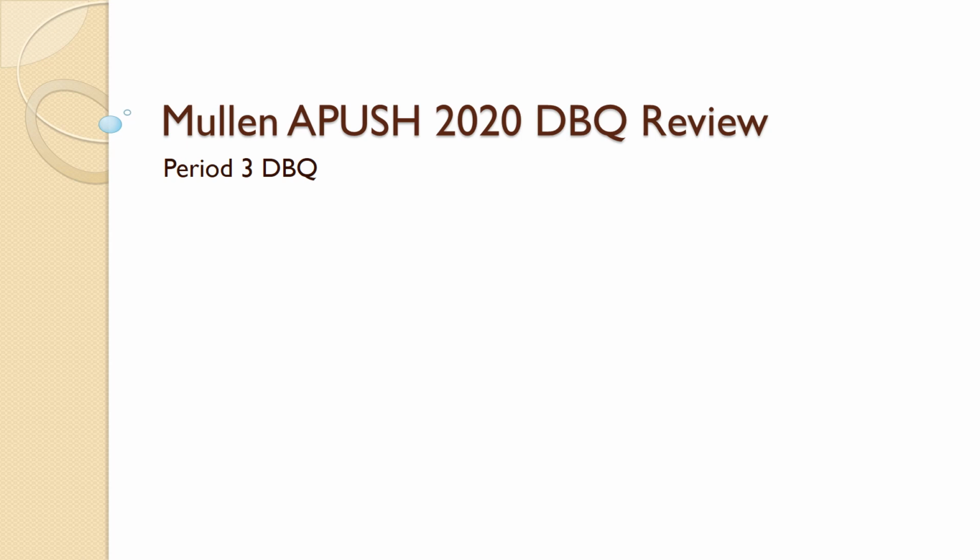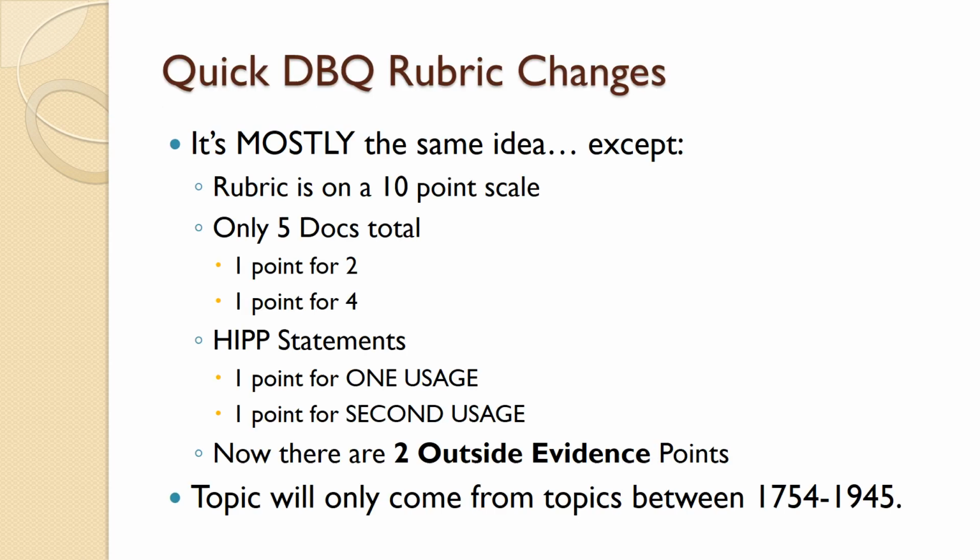So first, really quickly, let's go over how the rubric has changed for this new crazy test. The good news is it's mostly the same idea. The rubric before was on a 7-point scale. Now it's on a 10-point scale. So what's changed? There's only 5 documents total. So you get 1 point for using 2 documents, and you get an additional point if you use 4. Obviously, you should always try to use every document just in case you get one wrong. And with this DBQ, you might get one wrong. I'll explain why later.